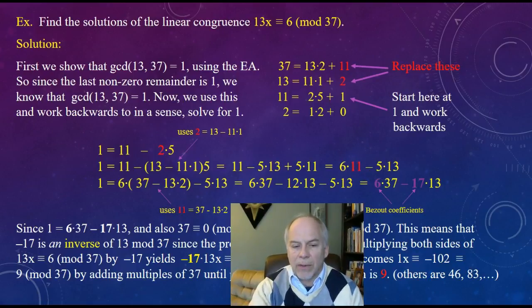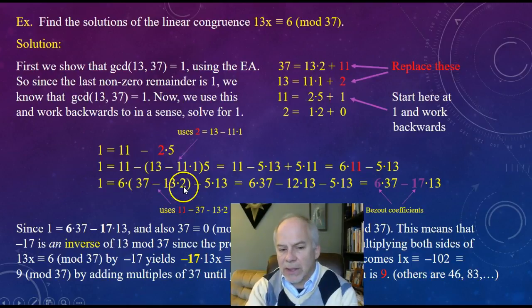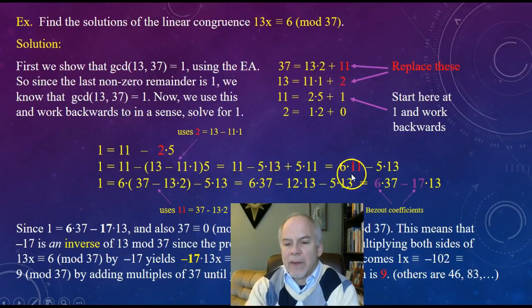Okay. Now we're going to make a replacement for the 11. So using the top equation, 37 minus 13 times 2 is equivalent to 11. So using 11 equals 37 minus 13 times 2, I'm going to replace the 11 right here. Okay, replace this 11 with the parentheses. So 6 times 37 minus 13 times 2, and then you have the minus 5 times 13.